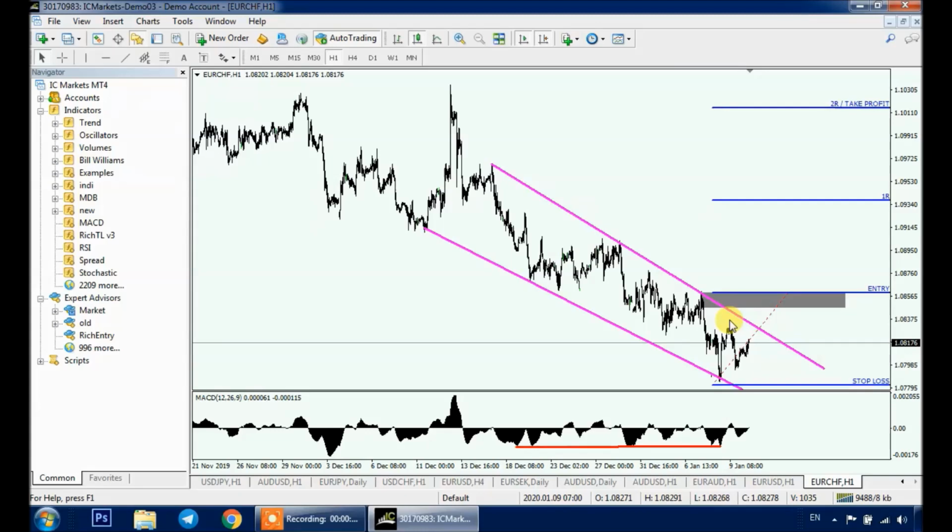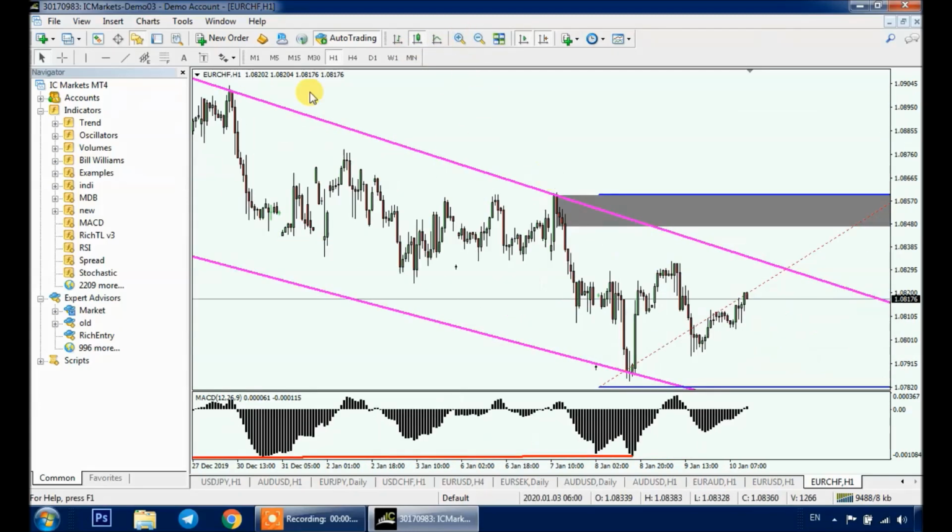Now since our setup is ready, it's time to add RichEntry to our chart. As we know so far, we want to enter this trade after a candle close above our entry area. We always make our entry level a bit higher because we want to enter at a momentum candle close above our entry. We don't want the EA to enter a trade after a candle close just above the level. We want the break to be a momentum break. That's why we make our entry level a bit higher.